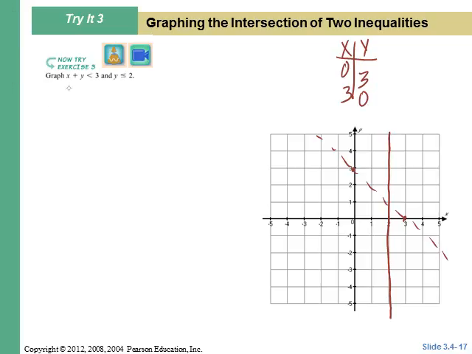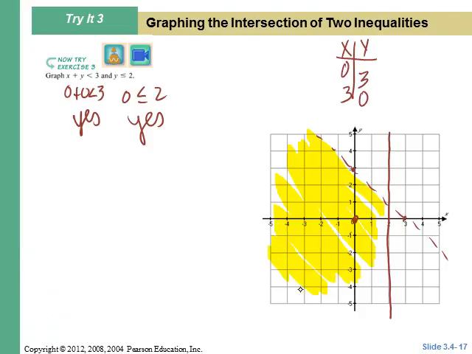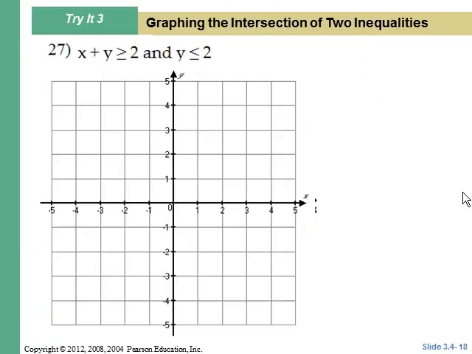Okay, 0 plus 0, is that less than 3? Yes. Is 0 less than 2? Yes. And so we shade the region that includes 0, 0. Next one, you do this one.